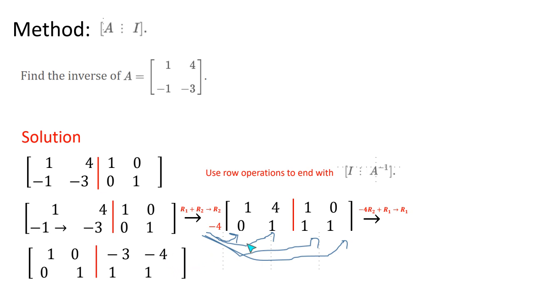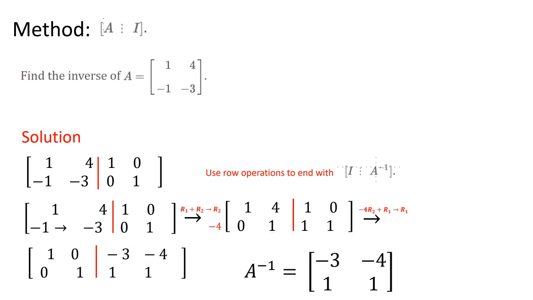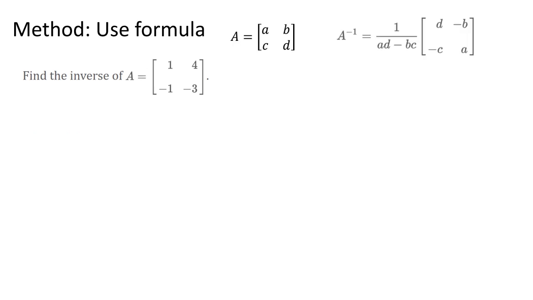And so if you notice now we have the identity matrix here. So your inverse is going to be what's on the right side. So we say that our inverse is -3, -4, 1, and 1. So again, this method is good for matrices that are bigger than 2 by 2. If you have a 2 by 2, then the second method is going to be probably the fastest method to use because we have a formula for it.